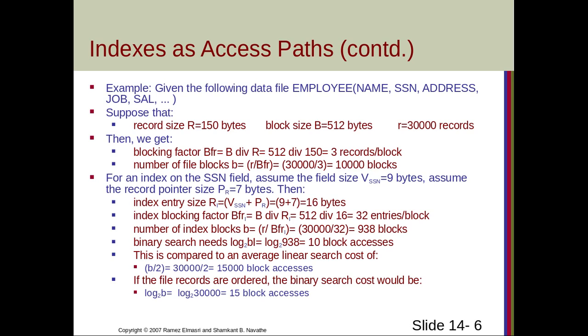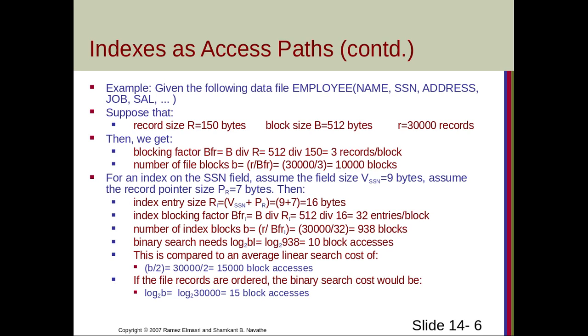So 30,000 divided by 32 is 938 blocks needed for storing the index. So you need 10,000 blocks for storing the data, and 938 blocks for storing the index.